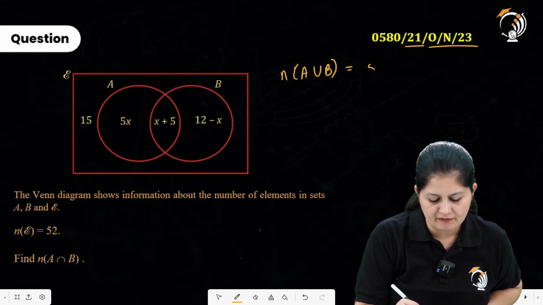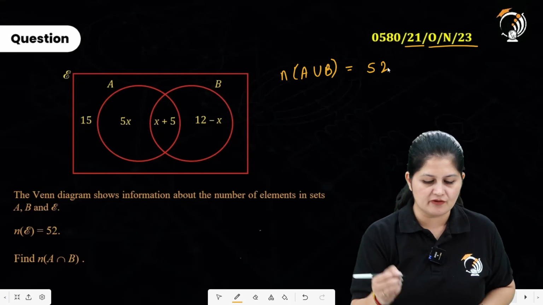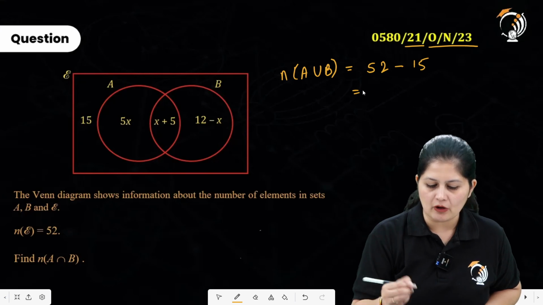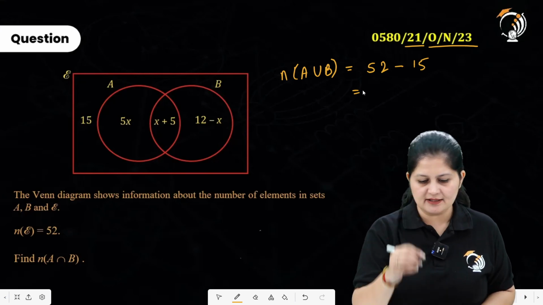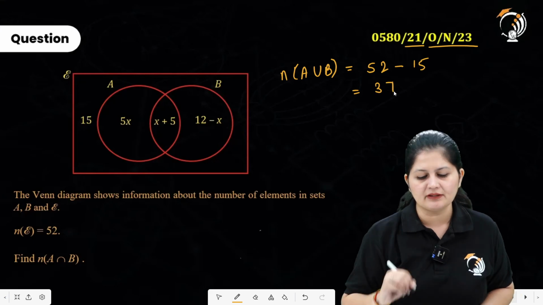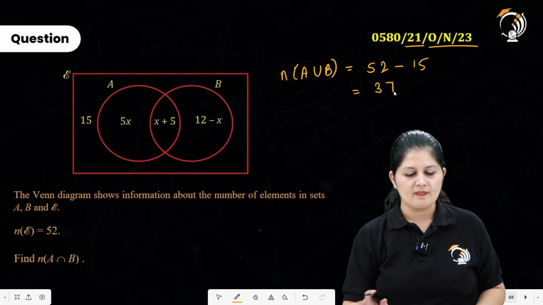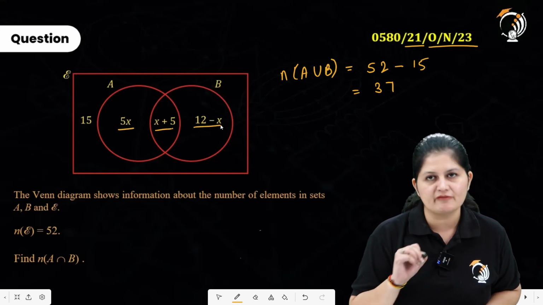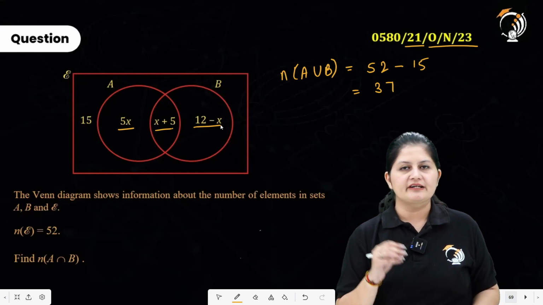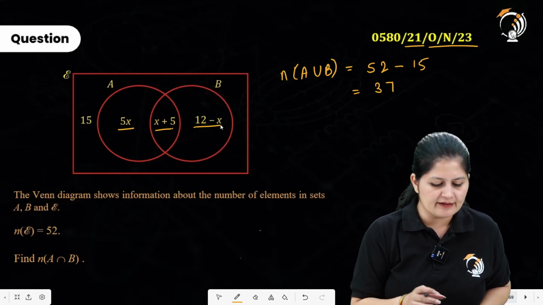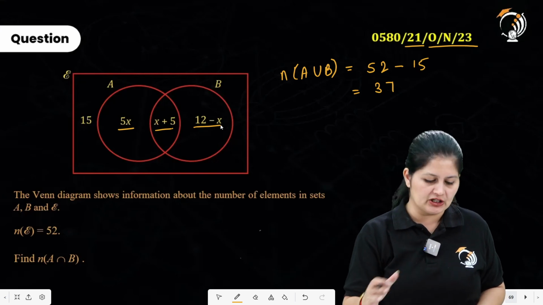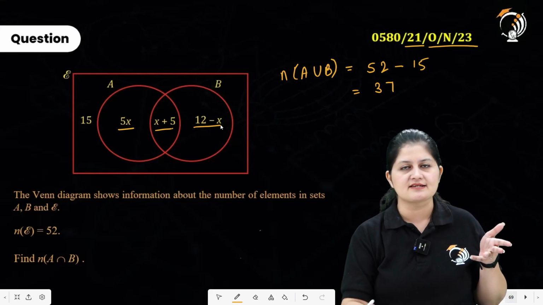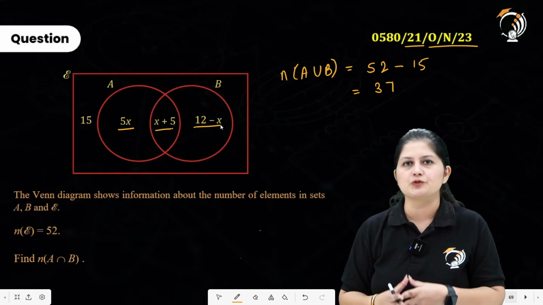A union B will be the total number of elements in the set, which is 52 minus its complement, which is 15. So if we talk about what we are going to get as the answer here, this is going to be equal to nothing but 37. Clearly, 5x plus x plus 5 plus 12 minus x is equal to 37, or you can also add up all these elements, which includes 15, 5x, x plus 5 and 12 minus x, and equate it to 52.